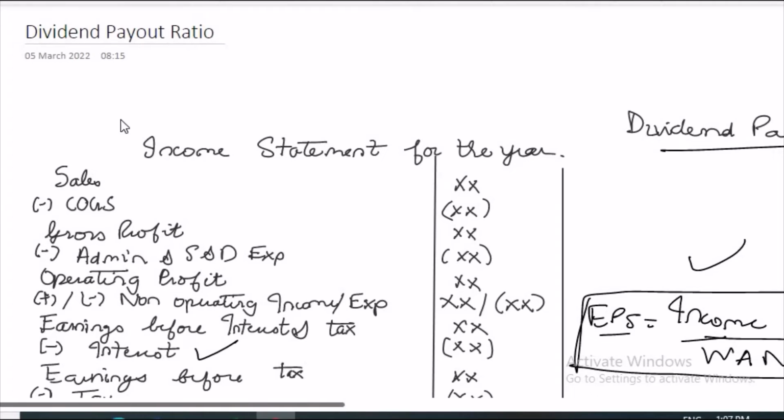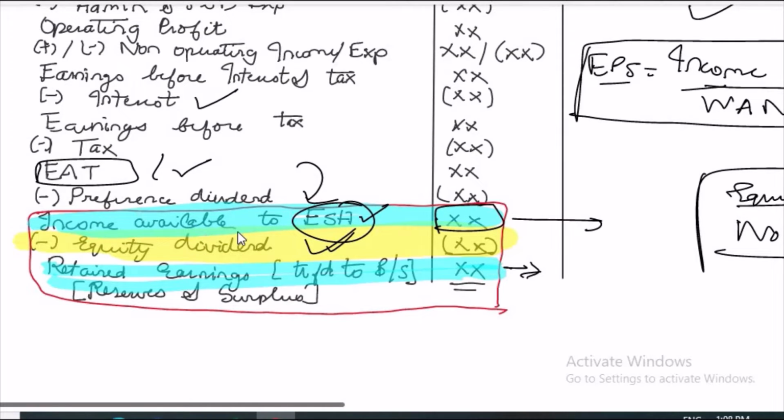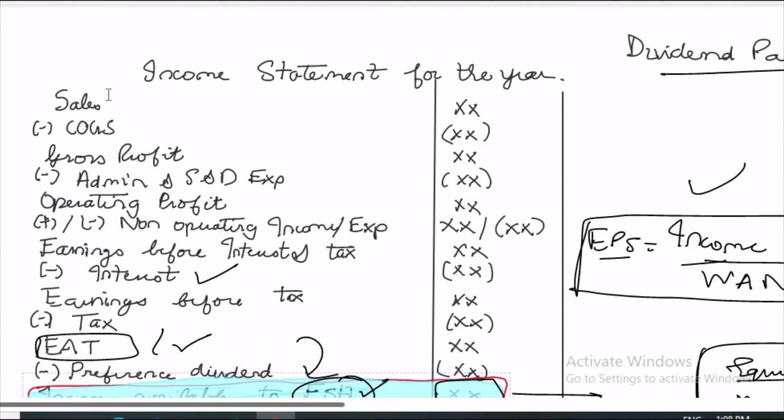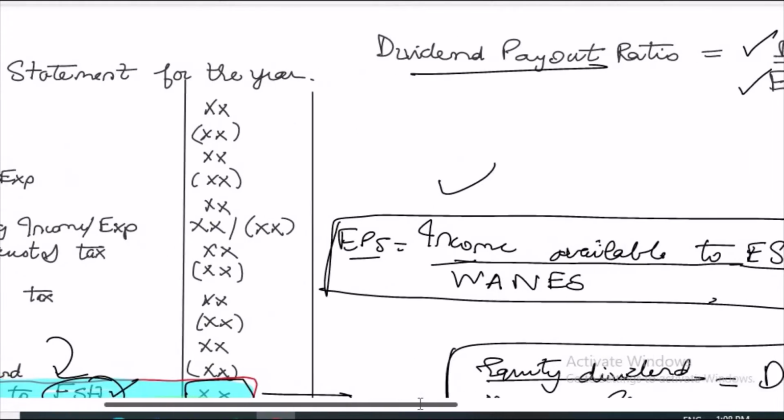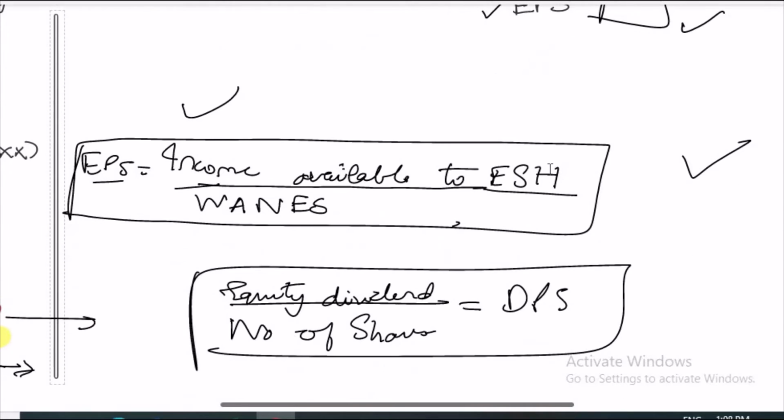So dividend payout ratio. Now we are going to learn the dividend payout ratio. Dividend payout ratio is found using the income available to equity shareholders minus the equity dividend and retained earning. So sales minus cost of goods sold. The basic formula of the dividend payout ratio is DPS upon EPS, that is dividend per share upon earnings per share. Earnings per share is income available to equity holders upon number of shares, and DPS is equity dividend upon number of shares, equal to dividend per share.